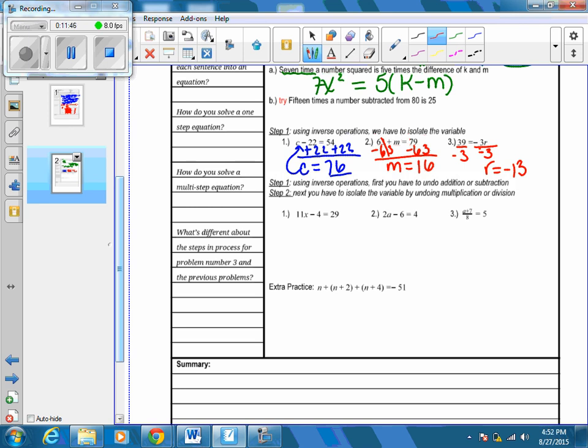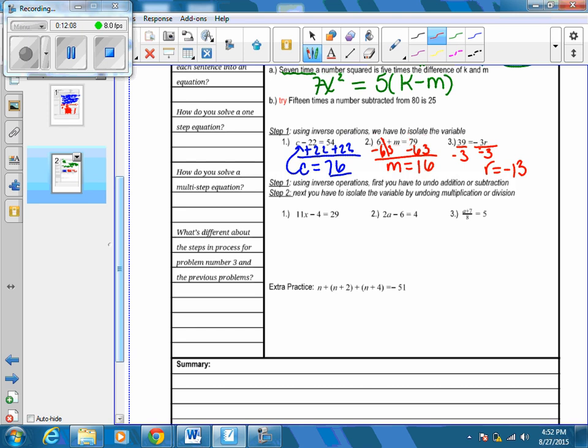We're almost finished. I know this video is getting a little long. But the next one says step 1. Using inverse operation, first you have to undo addition or subtraction. And next you have to isolate the variable by undoing multiplication or division. So this is used for two-step equations. So first it says using inverse operations, we have to undo addition and subtraction.